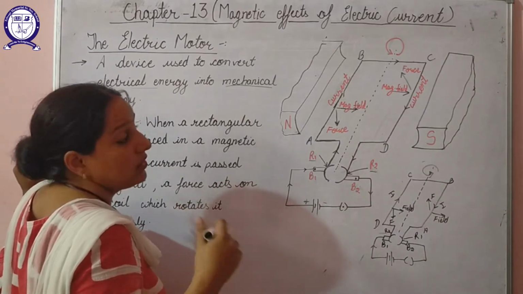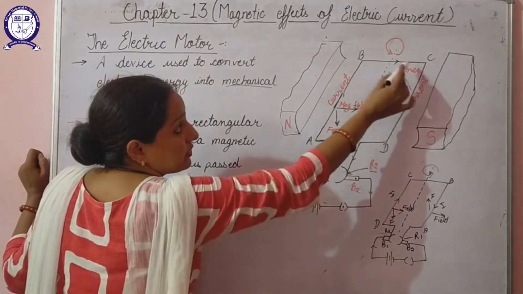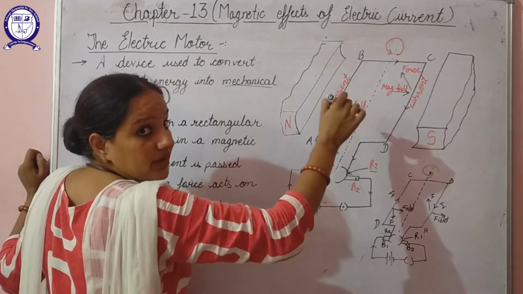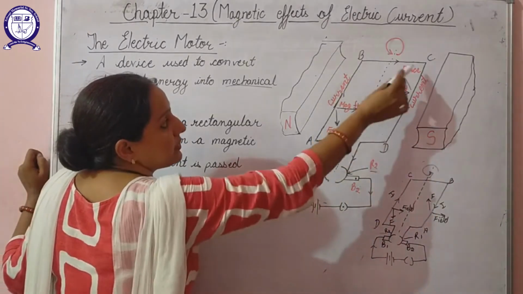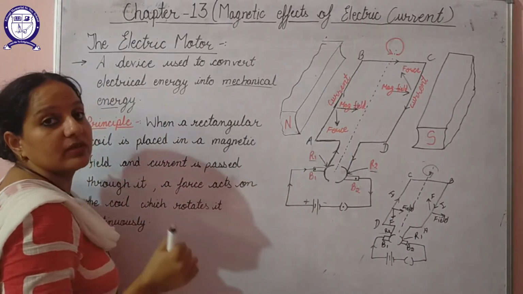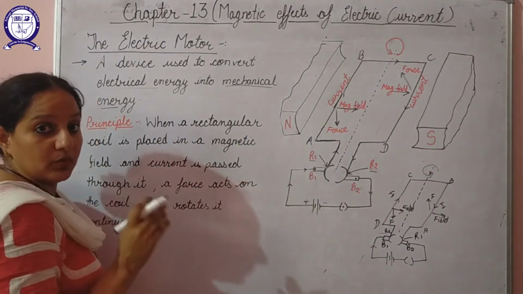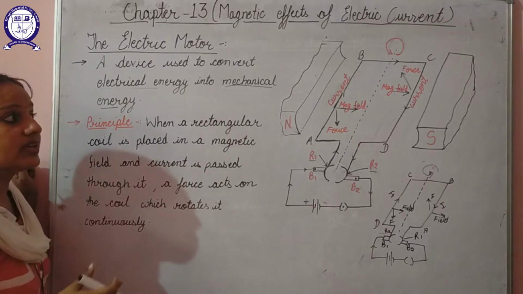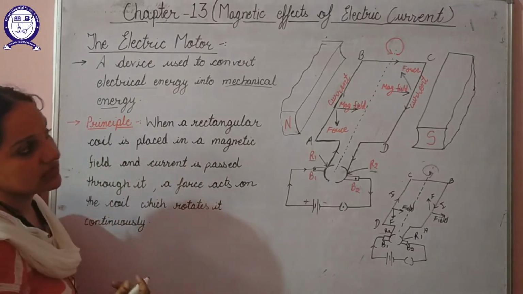Or if we increase the number of turns, here I have taken a single rectangular coil. If we increase the number of turns of this rectangular coil, then also we are improving the performance of this electric motor. So this was about how we can increase the performance of an electric motor.